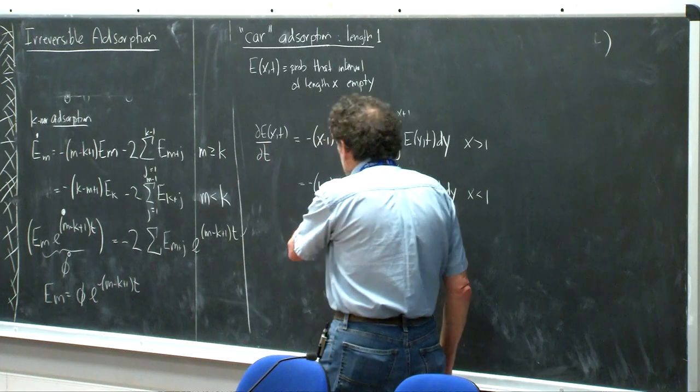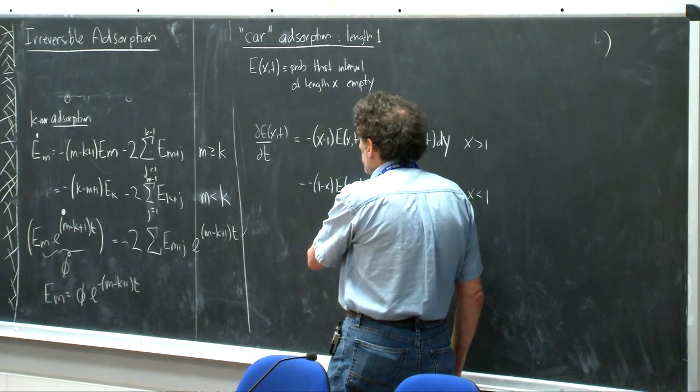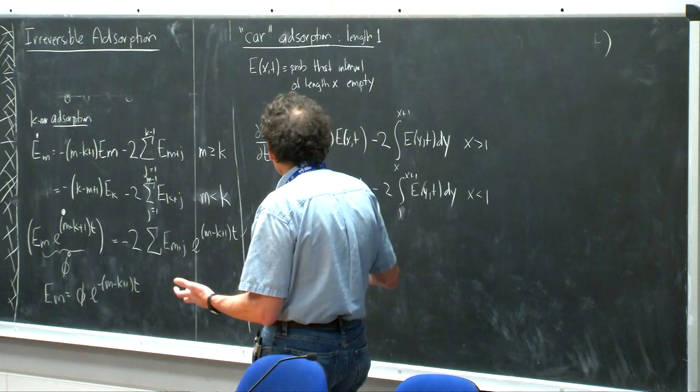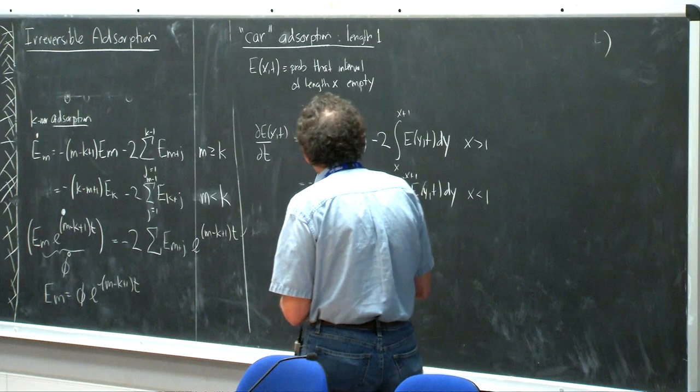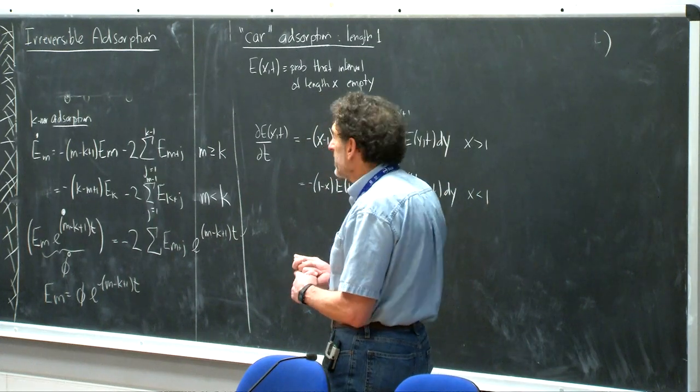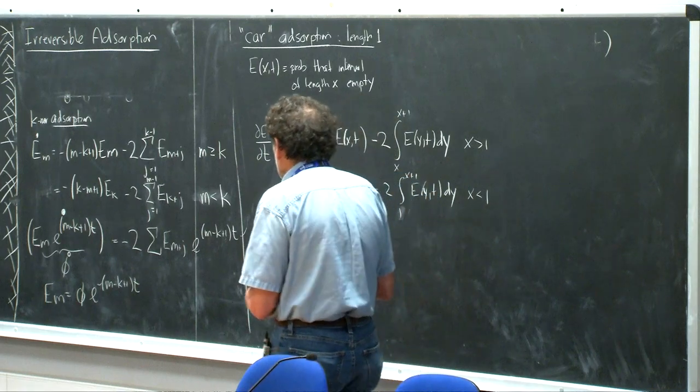And so again, we could do a careful enumeration of all the different configurations, but once you're used to it, all you just say is you interchange the role of car and empty interval, and you get the equation in this case. So now to solve these equations, we do exactly the same as before.